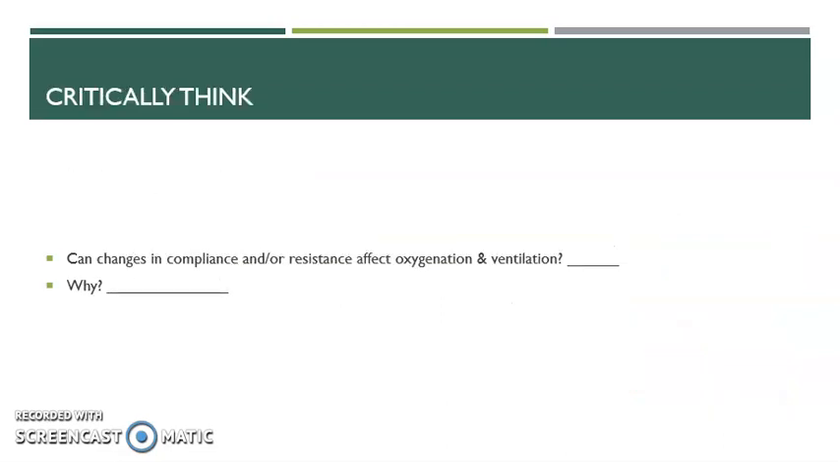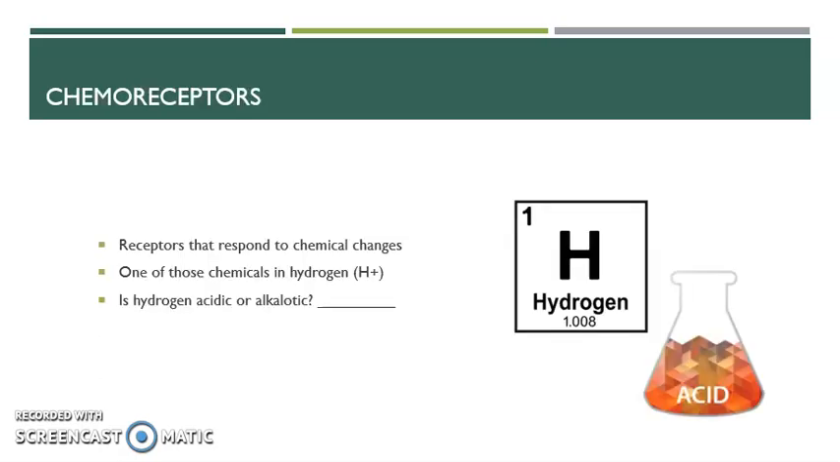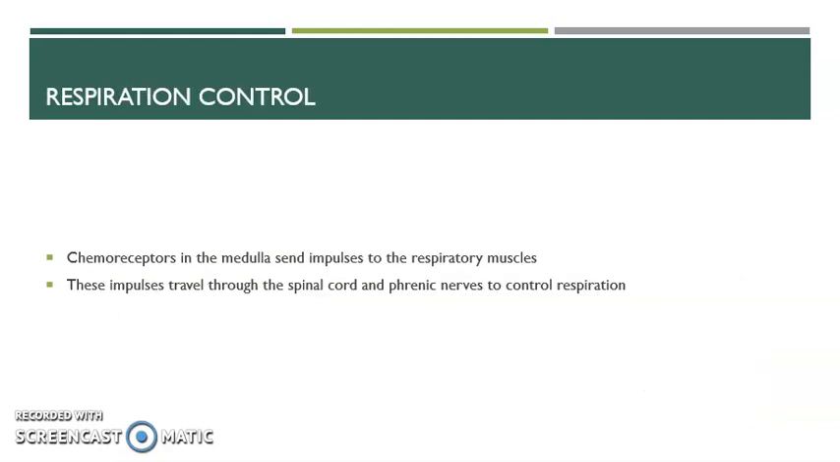Can changes in compliance and/or resistance affect oxygenation and ventilation? Yes. Why is this? Because compliance is how easily the lungs can expand, and resistance is how easily air can move. Chemoreceptors are receptors that respond to chemical changes. One of these chemicals is hydrogen. Hydrogen is acidic and plays an important role in breathing.